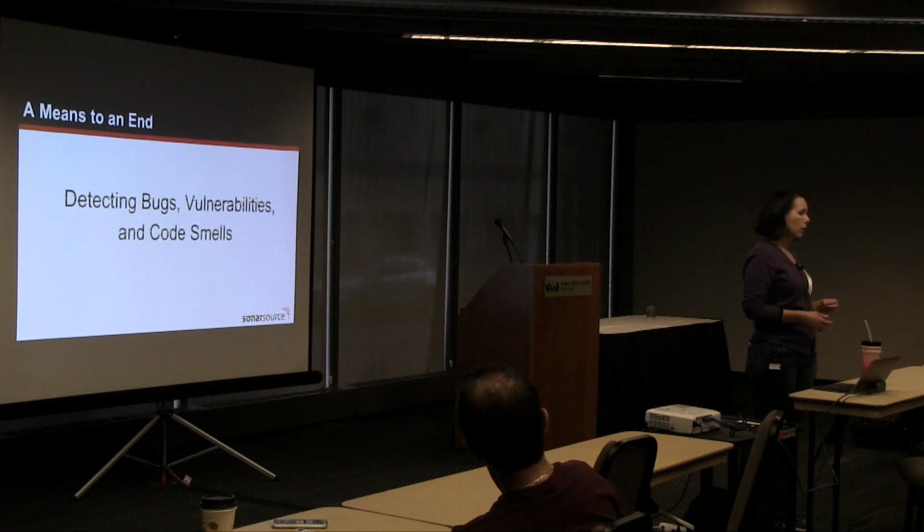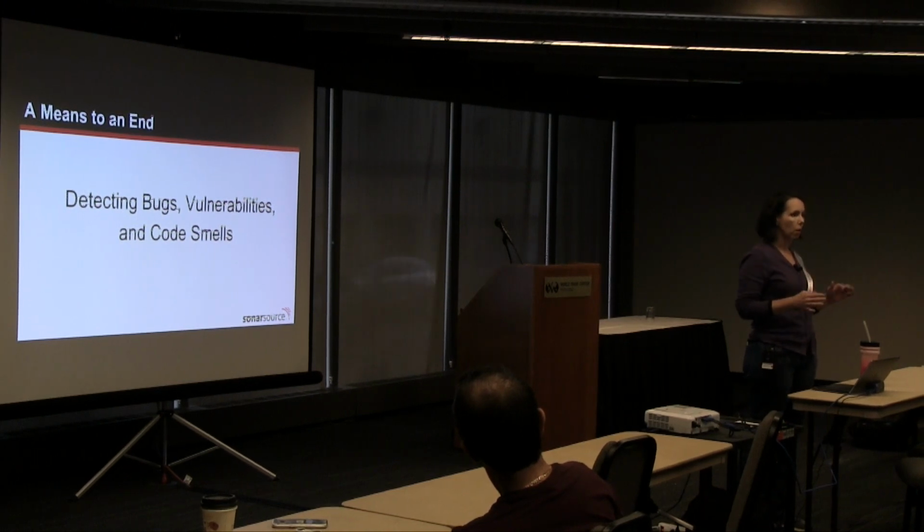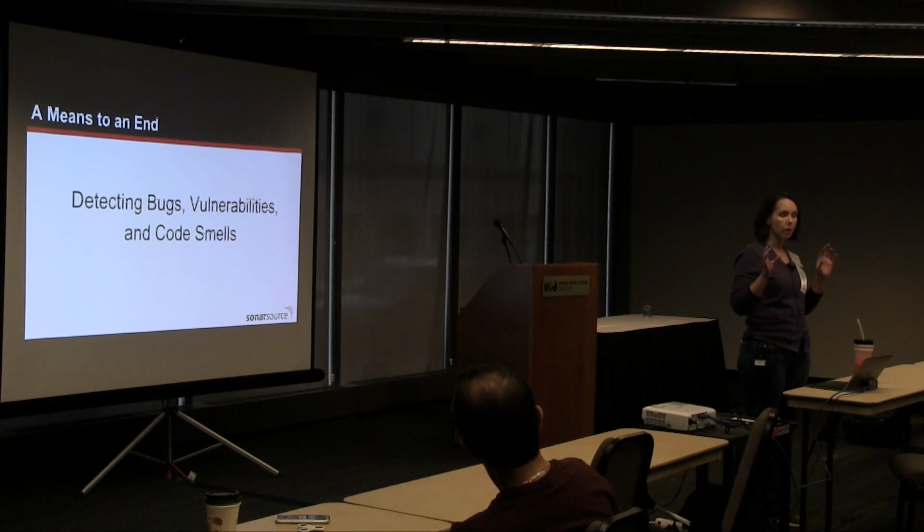We use static analysis to find bugs, what we call code smells or maintainability issues, and some security vulnerabilities. We can't find them all. If you've got a separate security scanner, you should continue using that. But these are the things we use static analysis to find in your source code.